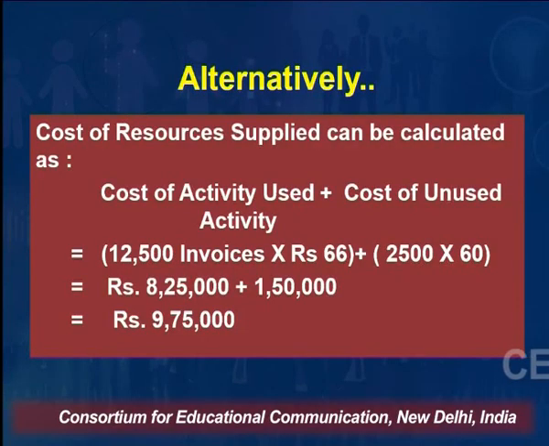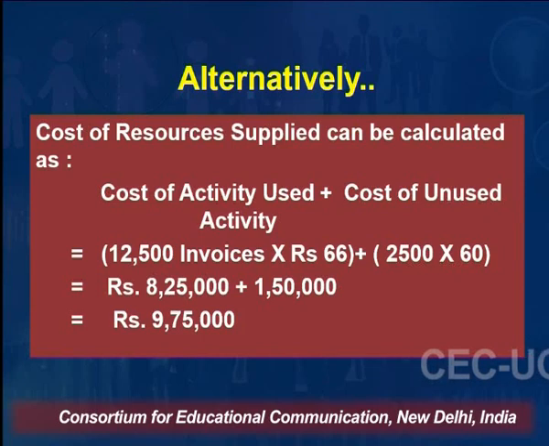So both learners, both examinees, are right in their own perspective. Some students find this way easy, whereas some others find the other way easy. The choice is entirely yours. Whatever way suits you, you can do the calculation, but do remember both methods give us the similar value, that is 9,75,000.